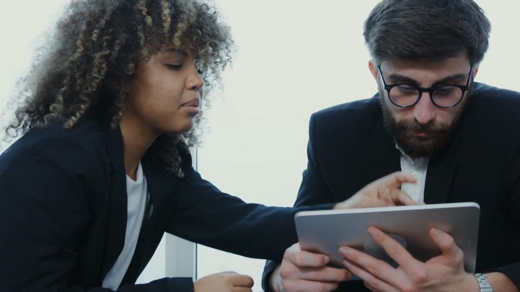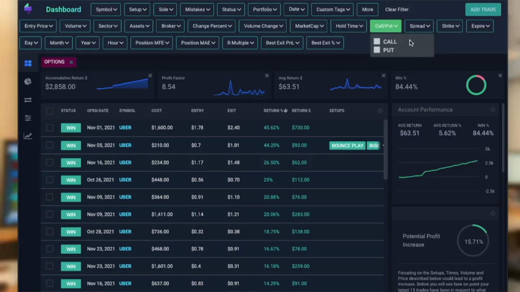Every trader is different. So you can filter between calls and puts. Some people are better at trading downtrends and uptrends and vice versa. You can also organize your trades by strike price and expiration date if you like.